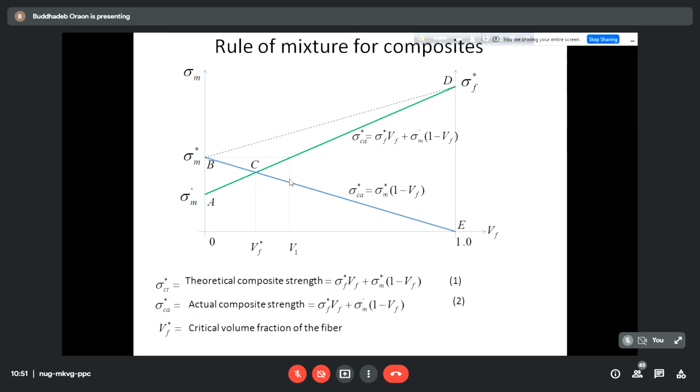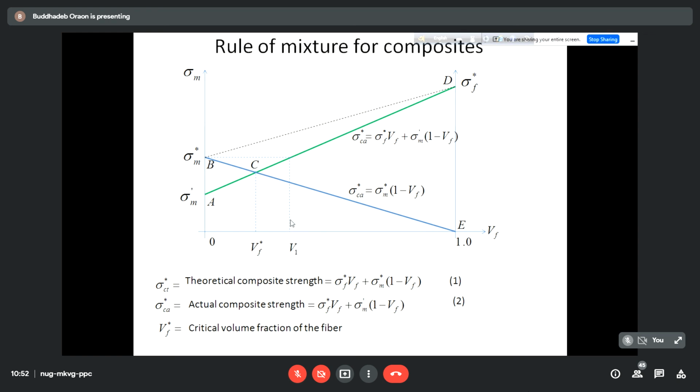Now the point to be noted here is that your matrix failure strength is sigma m star. So definitely we should not mix a percentage of fiber at V1. Rather, Vf should be greater than this particular V1.